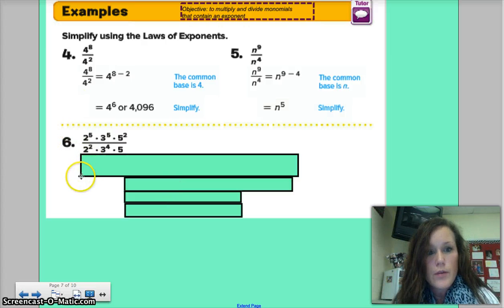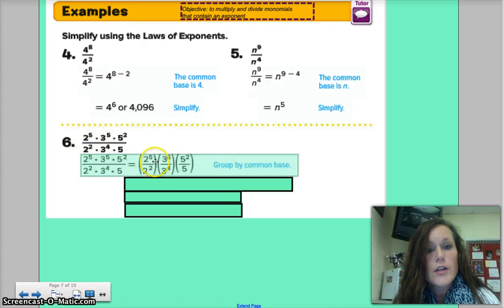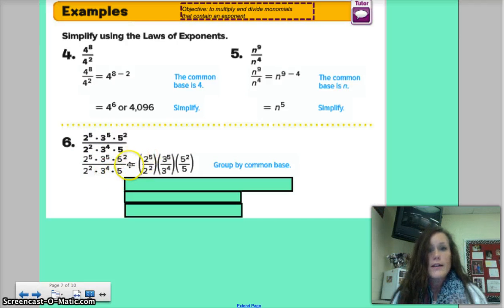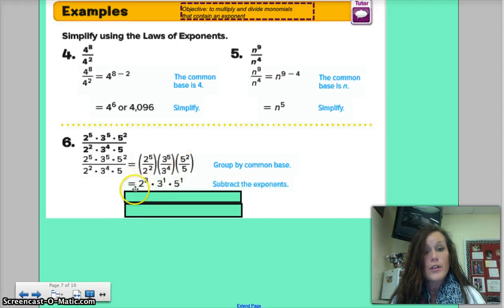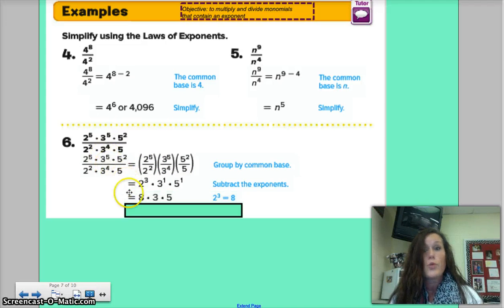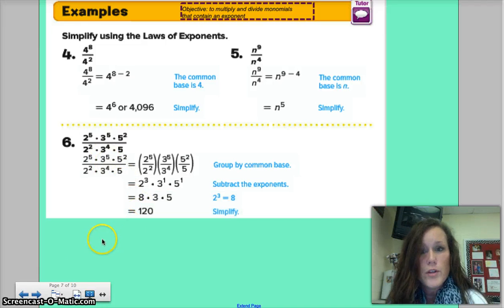Don't let this one freak you out. All you do is group the bases that are common together, as shown here. So they've rewritten this as several different groupings. They've grouped the 2's together, the 3's together, and the 5's together. Remember that this 5 has an exponent of 1. Divide it out, and you get 2 to the 3rd, 3 to the 1st, 5 to the 1st. All they've done is subtracted the exponents. Then they've simplified it out or solved, and we end up with 120.